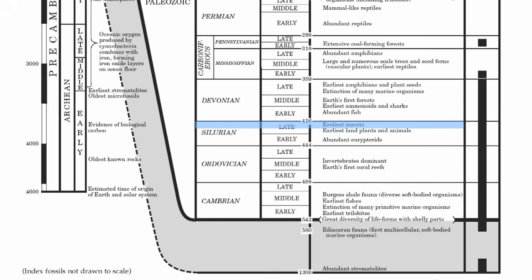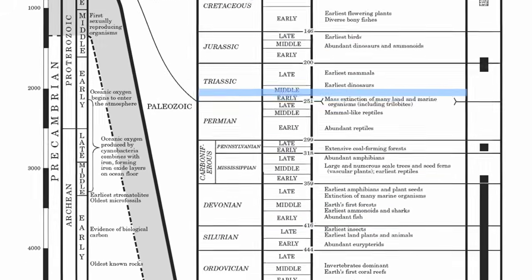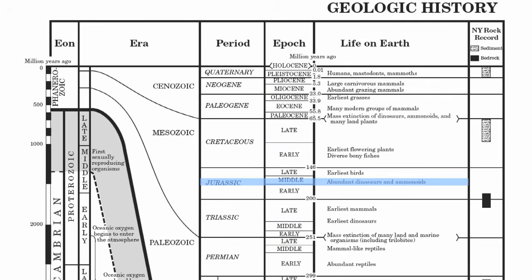Take a look at earliest insects, late Silurian. Abundant reptiles, early Permian. Abundant dinosaurs and ammonoids, middle Jurassic. Mass extinction of dinosaurs, ammonoids, and many land plants, that's going to be the end of the Cretaceous. Humans, mastodons, and mammoths occur during the Pleistocene epoch or the Quaternary period. You could have even extended that well into your eras as well.